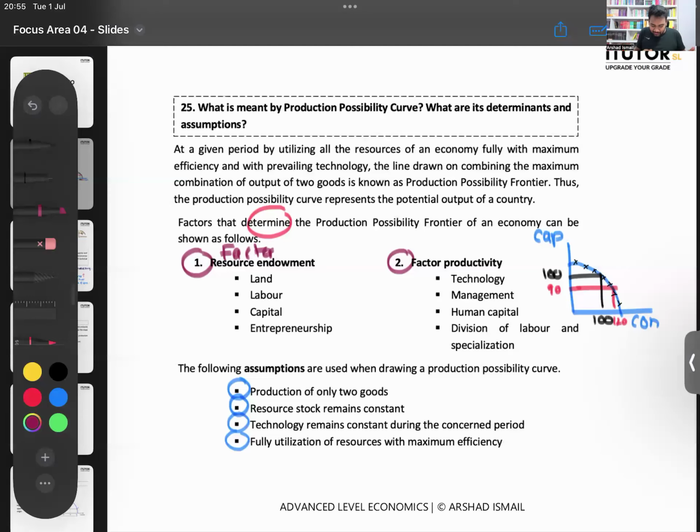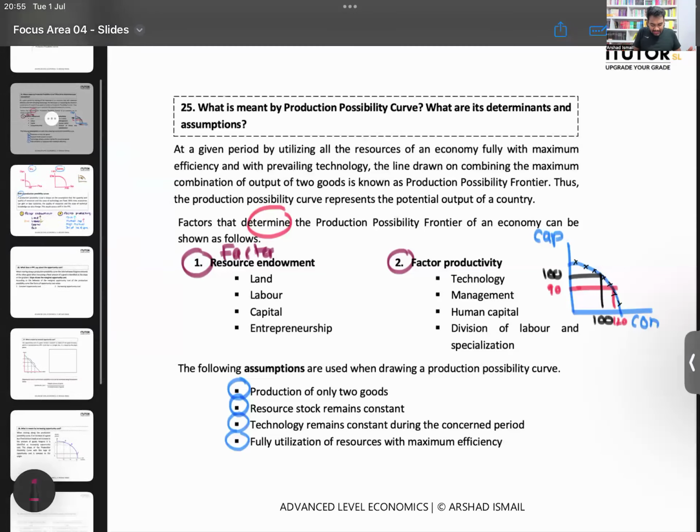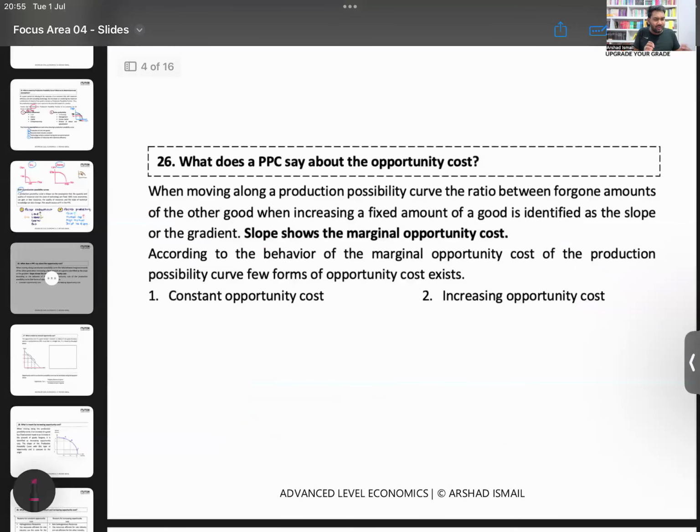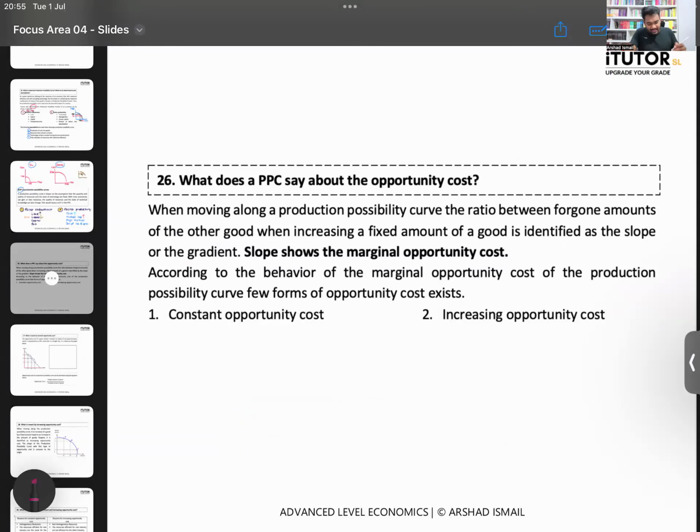Right. Then we'll get into the shape of this PPC. You all would have seen certain PPCs that are a straight line, like this. Certain PPCs are concave, like this. Certain PPCs are convex, like this. That we don't really talk about too much. What does the shape of the PPC depend on? The shape of the PPC is based on the opportunity cost involved there.